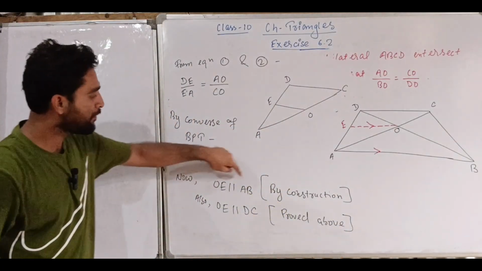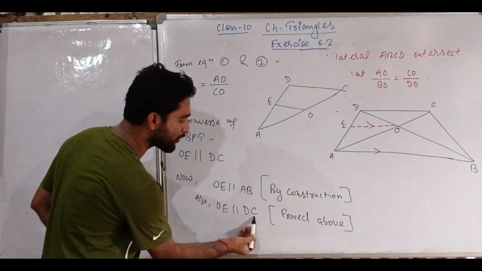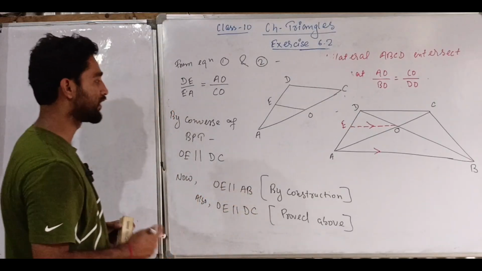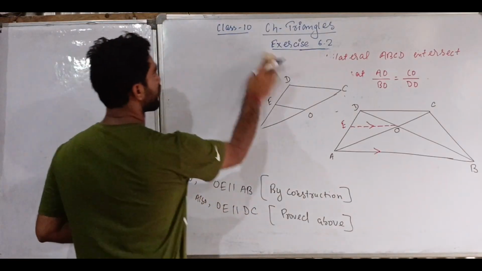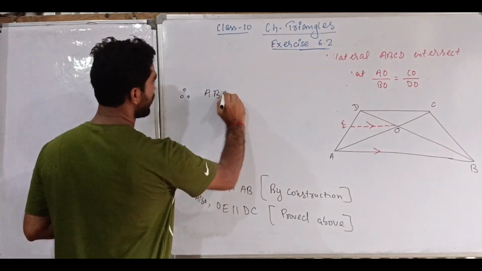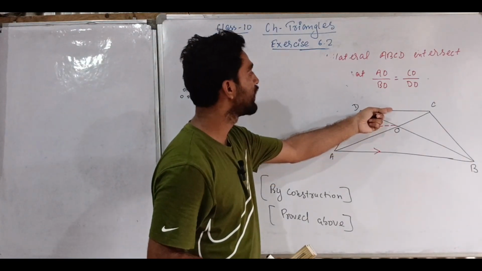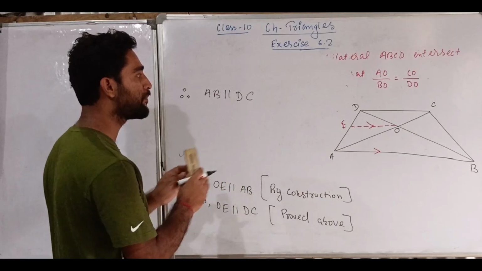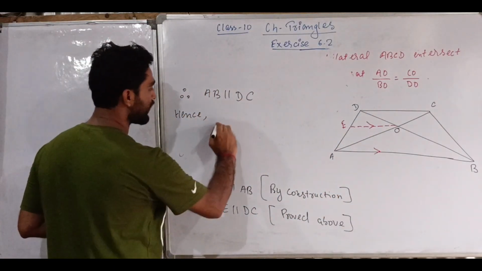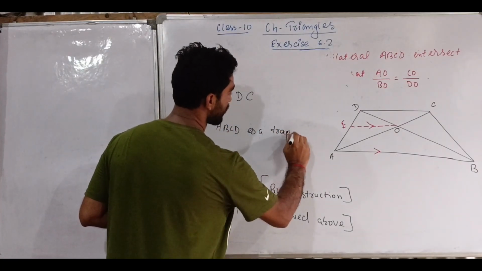Now you see OE is parallel to AB, and OE is also parallel to DC. So we can say AB is also parallel to DC, because lines parallel to the same line are also parallel to each other. Therefore, AB is parallel to DC. Now you see, we proved AB and DC are parallel. That means we have proved ABCD is a trapezium. Hence, ABCD is a trapezium.